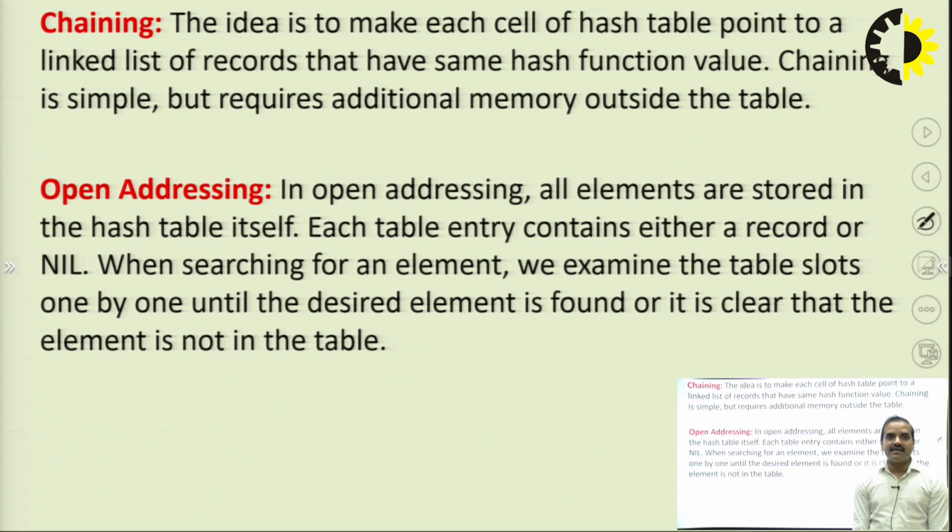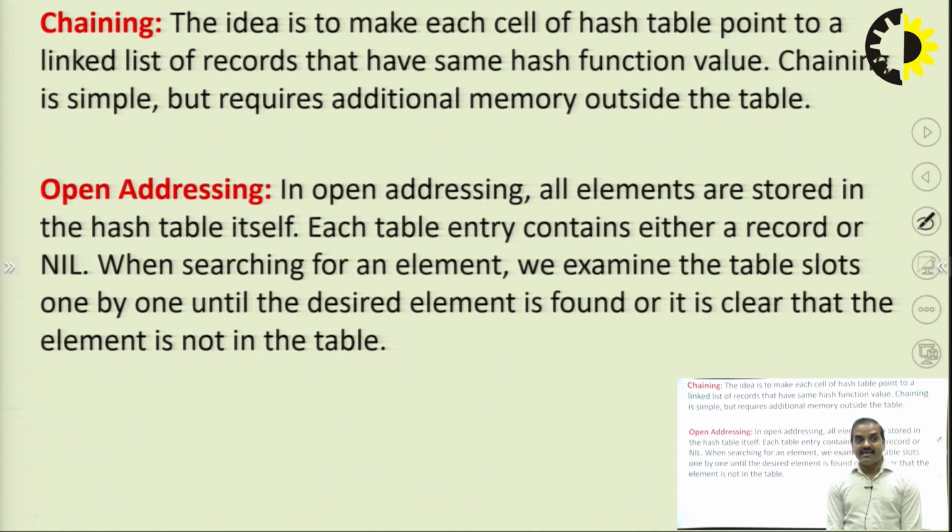In open addressing, all elements are stored in the hash table itself. Each table entry contains either a record or nil. When searching for an element, we examine the table slots one by one until the desired element is found or it is clear that the element is not in the table. There are two methods.